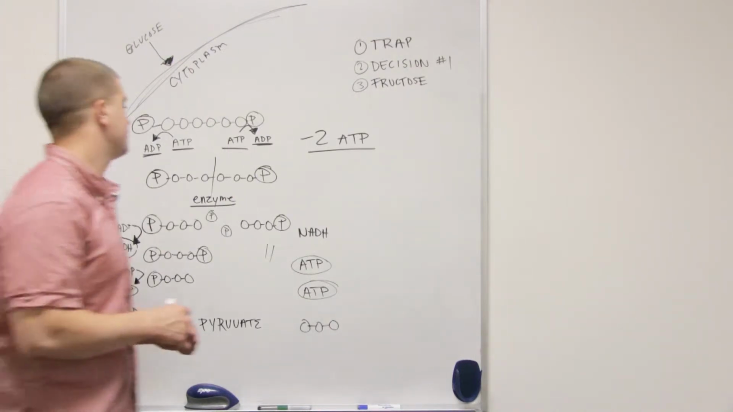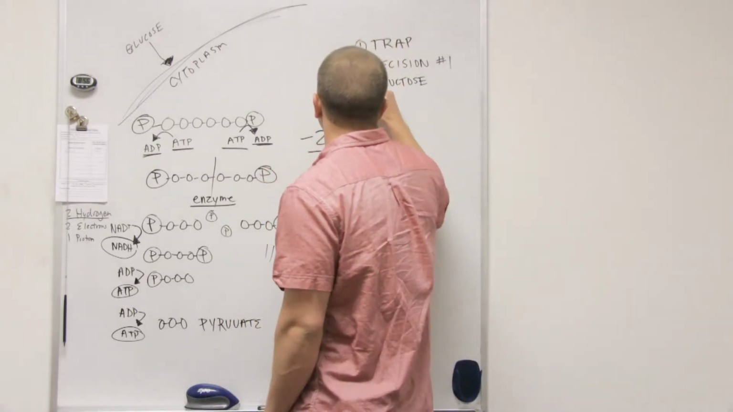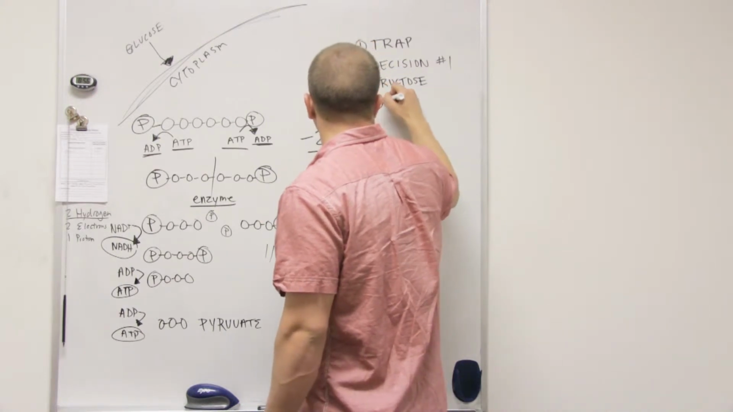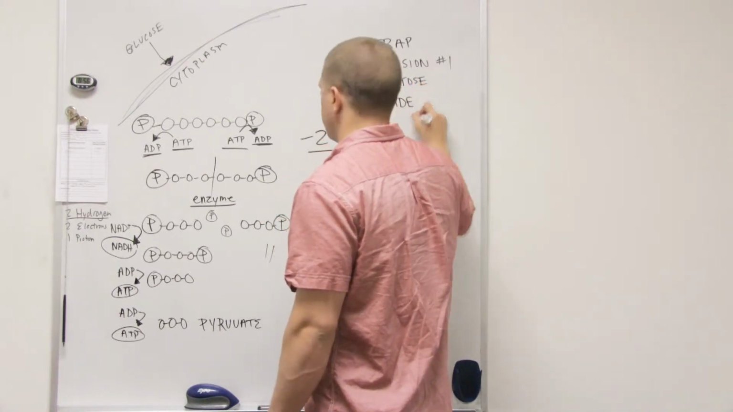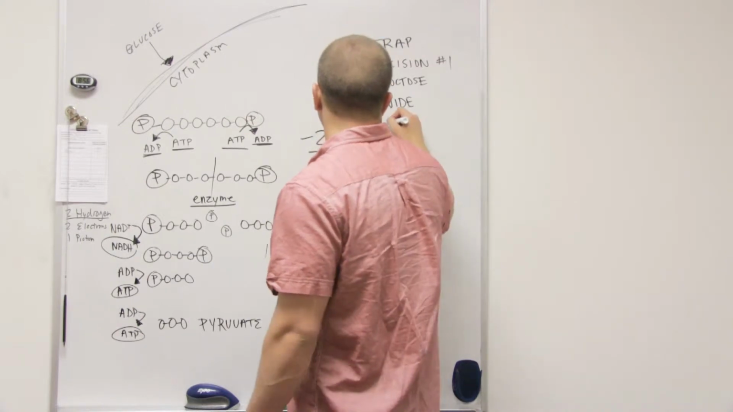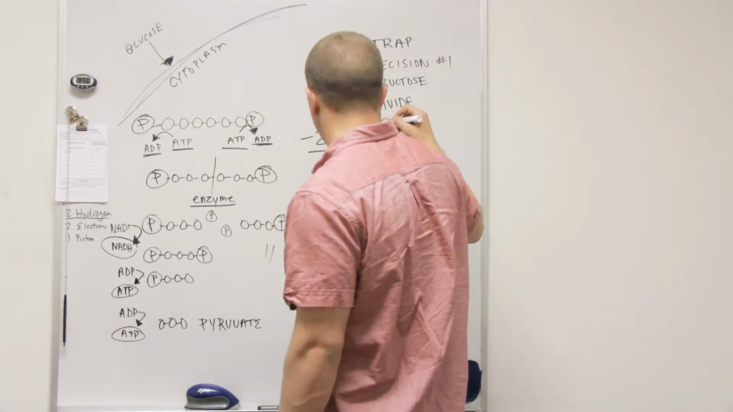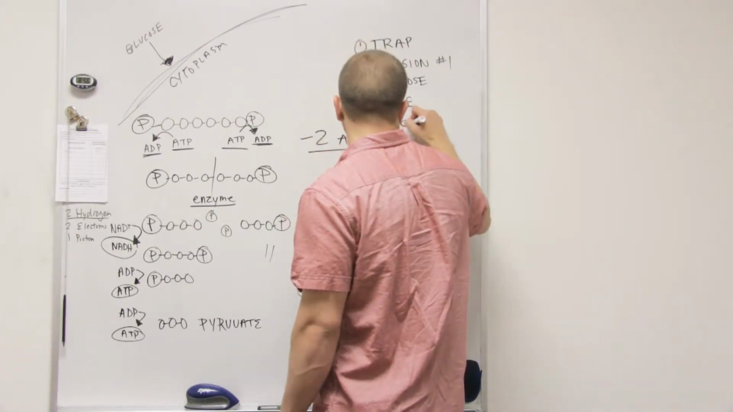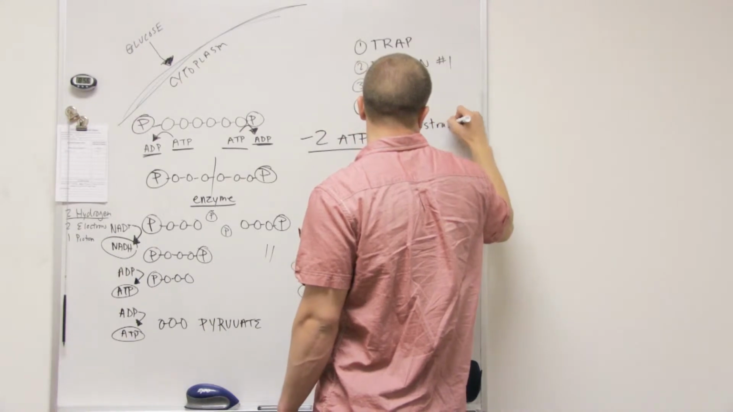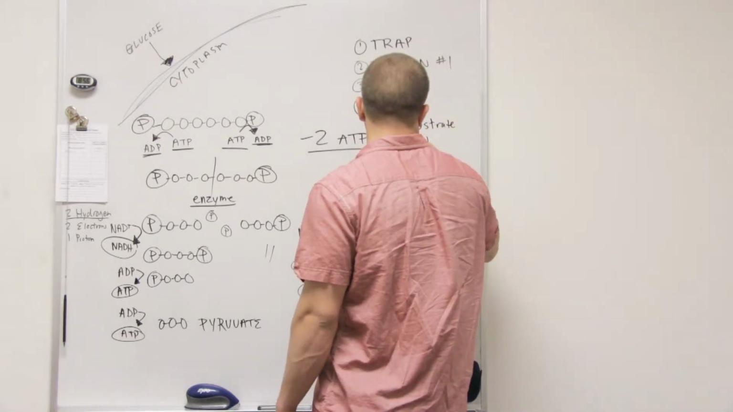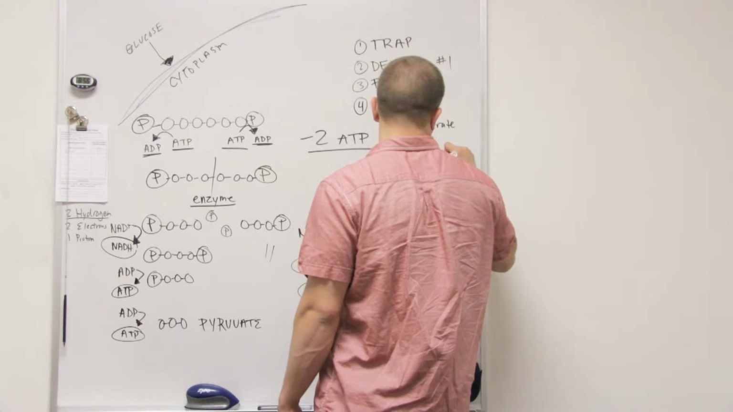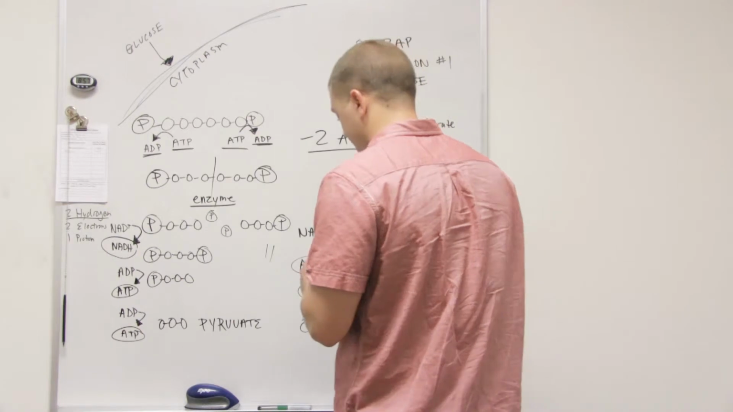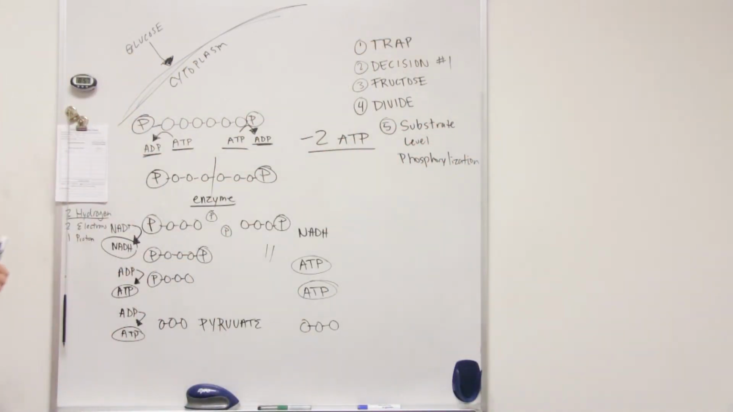Oh, I forgot to write out the other steps. Sorry about that. Okay, so number 4. Is that the dehydrogenase step? 4 is where the enzyme came in. Number 5 is substrate level phosphorylation.